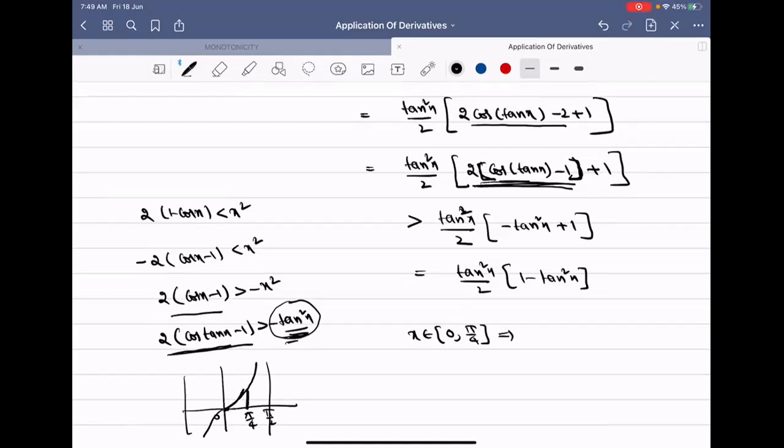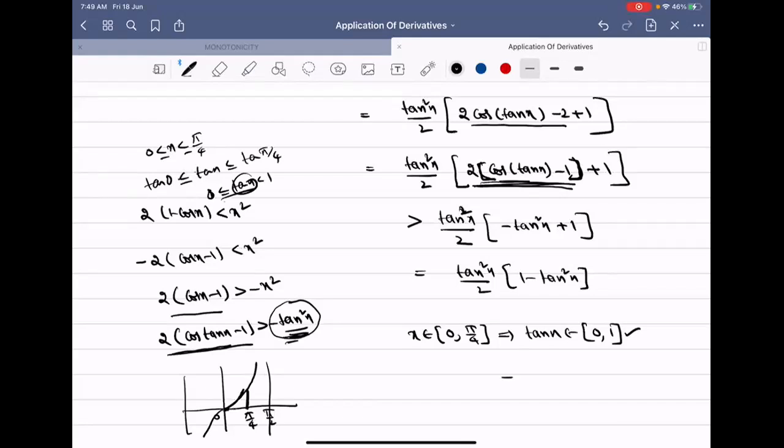Therefore, if x belongs to 0 to pi by 4, then tan x belongs to 0 to 1, because it's an increasing function. The inequality remains the same: 0 is less than or equal to x is less than or equal to pi by 4. Tan 0 is less than or equal to tan x is less than or equal to tan 45, that is 0 is less than or equal to tan x is less than or equal to 1. That's why tan x lies between 0 and 1.